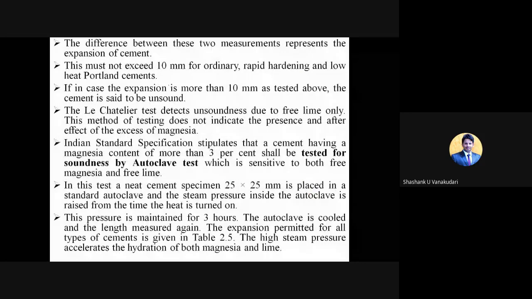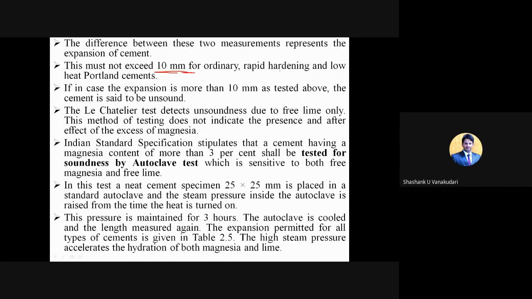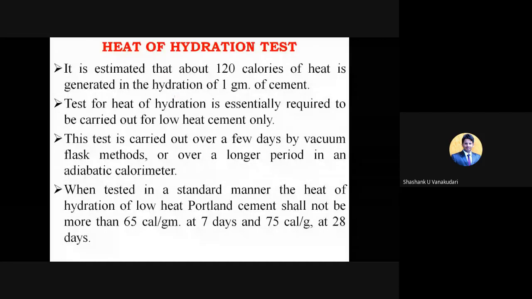This expansion should not exceed 10 mm for ordinary, rapid hardening and low heat Portland cements. If the expansion is more than 10 mm as tested above, that cement is said to be unsound. Here we can call it soundness and unsoundness. Various tests are there for this process.